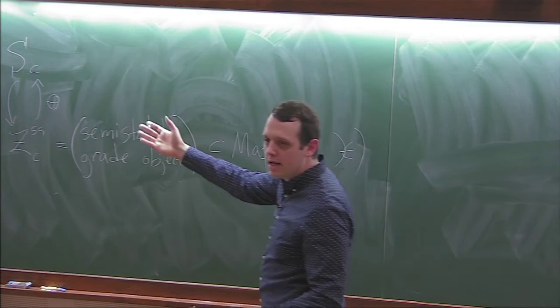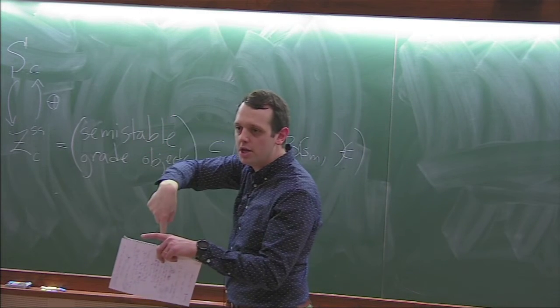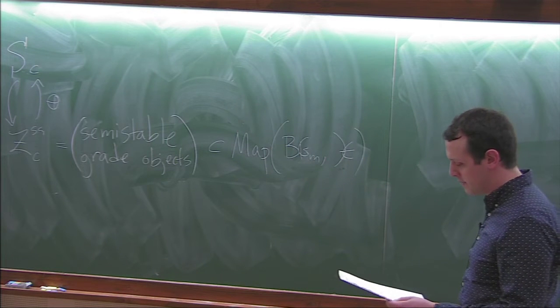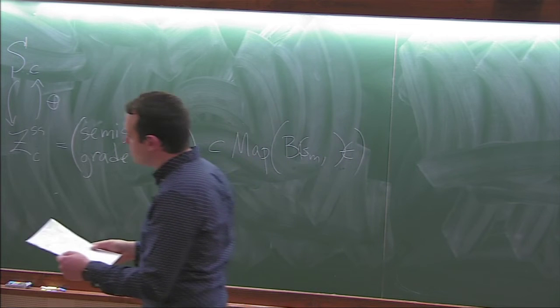I mean, it's geometric. It comes from the projection of A1 mod GM onto BGM. Let's just pull back along. Yeah. Okay.